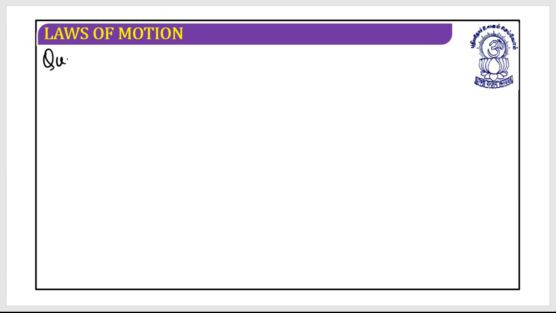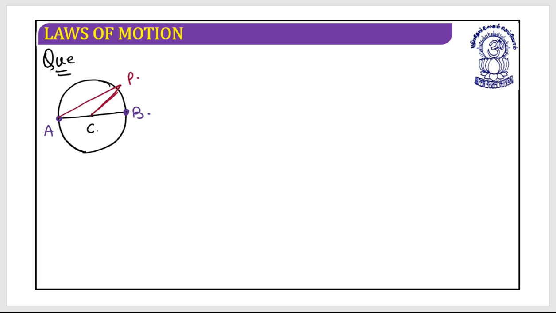Let's look at this question. A very good question. Let's have a look very carefully. This is the circle, and this is the center of the circle. These two are the diametrically opposite points. Let's denote it as A and let's suppose this is B. Now let's assume that there is a certain particle P over here, and suppose we connect C to P and we connect A to P.